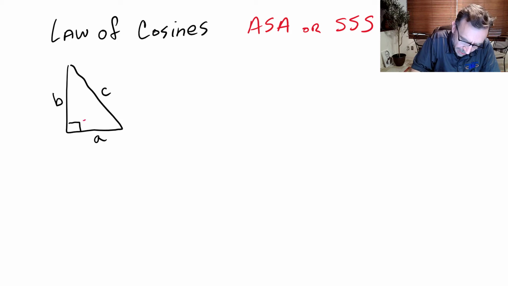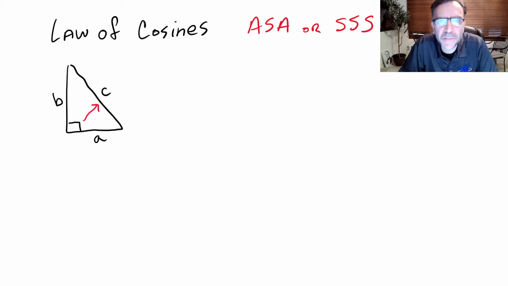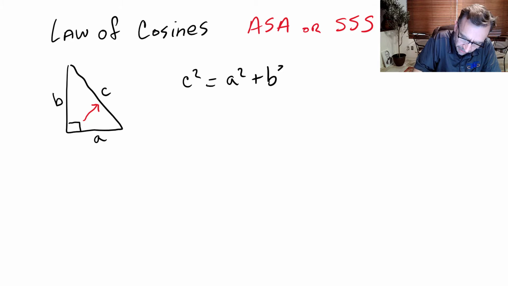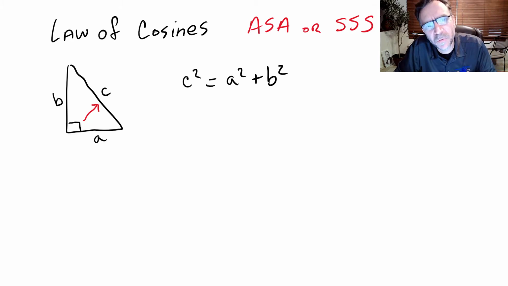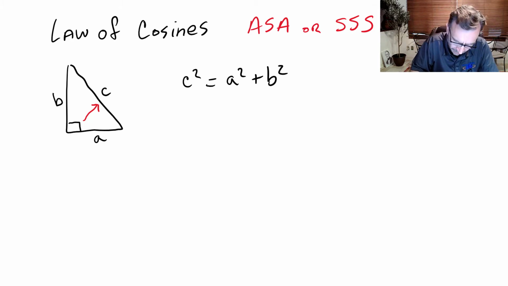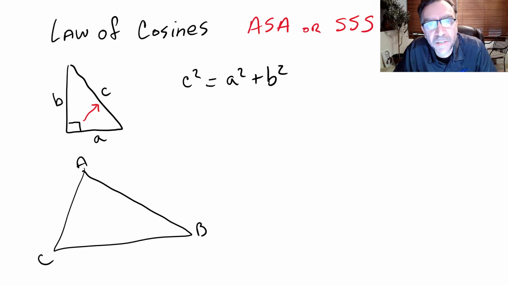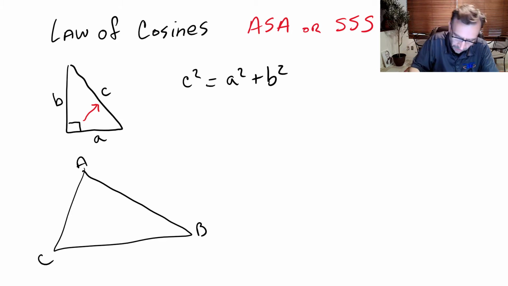Now, the side opposite of the 90 degrees is the hypotenuse. And so the Pythagorean theorem says c squared equals a squared plus b squared, right? But again, that only works for right triangles. In this section, we have general triangles. So let's say we had A, B, C as a triangle, and it's not necessarily a right triangle. So the Pythagorean theorem doesn't really apply.